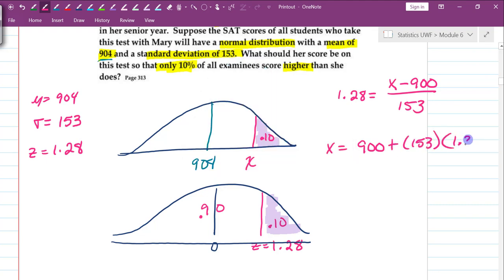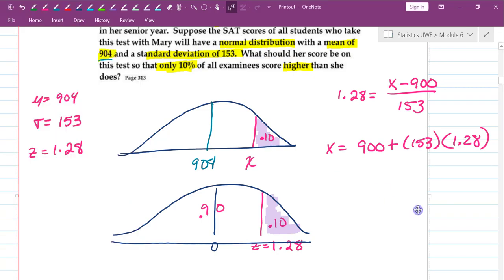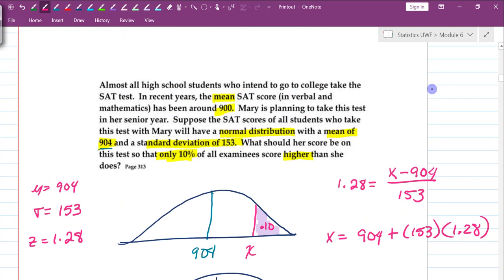1.28. We will grab our calculator and turn it on, clear it out, and now I have, whoops, right here, this should be 904. And this one right here should be 904. There we go. I had 900 from this part right here stuck in my mind. So here we go.